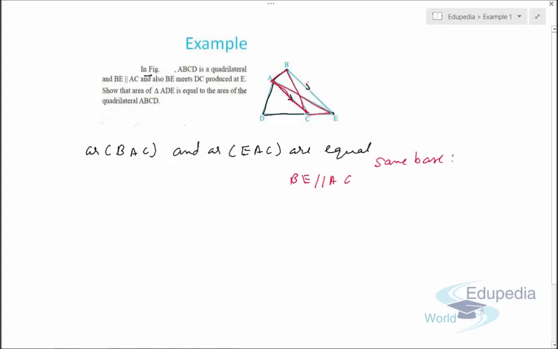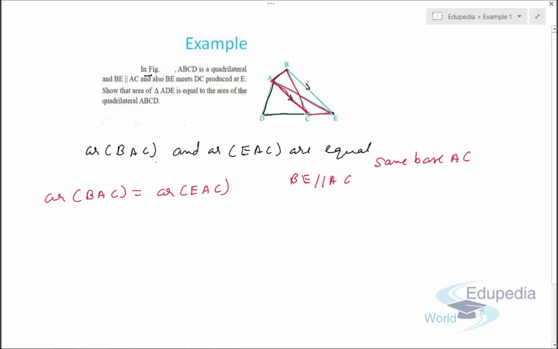Now you can see properly that area of BAC and area of EAC are equal, right? So let me use another pen to highlight. So BAC is this area, you can see properly, and EAC is this area, right? So you can see properly they are between the same parallel lines. BE is parallel to AC and they have the same base AC, same base AC, right? So we can say that area of BAC is equal to area of EAC, right?